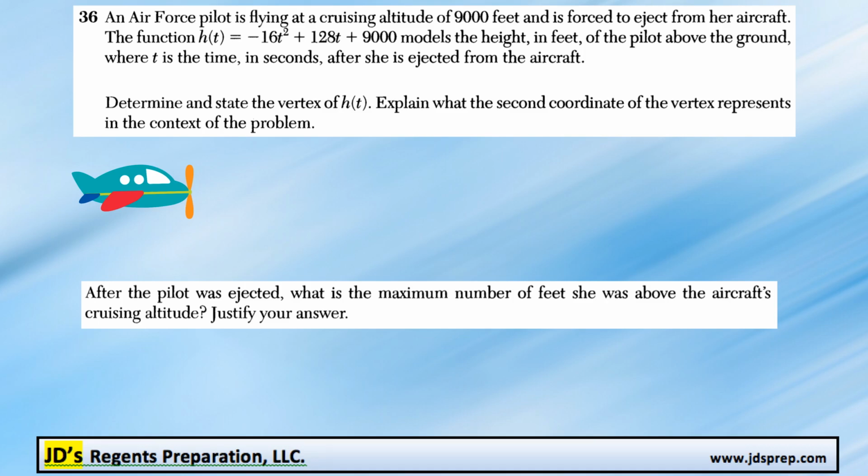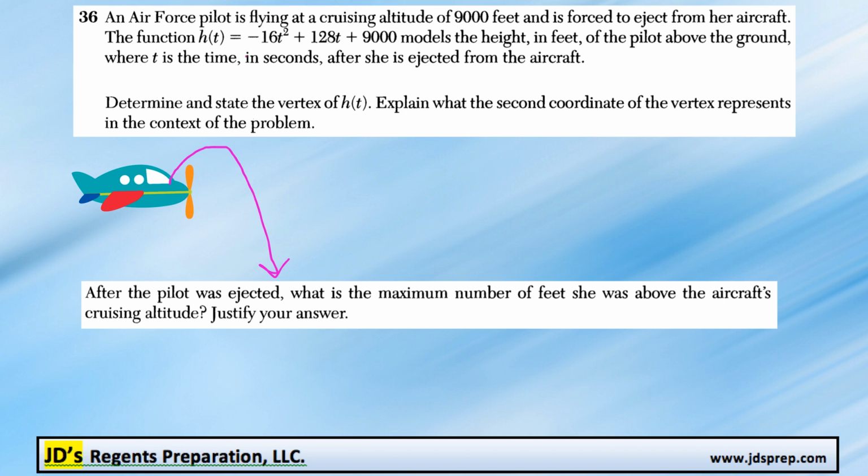Welcome to problem number 36 from the August 2017 Algebra Regents exam. So we've got an Air Force pilot that's flying at a cruising altitude of 9,000 feet, and she has to eject from her aircraft. So I got a little clip art here of an airplane. So we can imagine if someone ejects, they would start by going up a little bit before heading down towards the ground. Kind of like that.